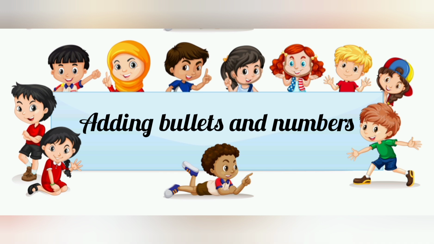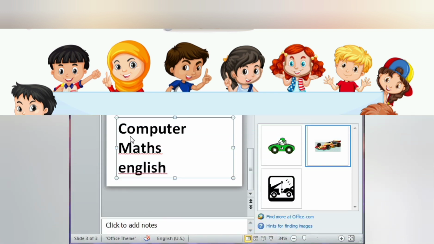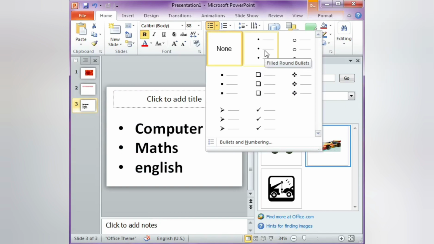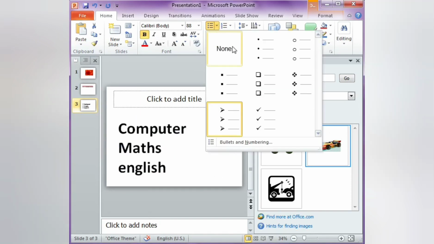Our next topic is adding bullets and numbers to a list. To point out the topics or the explanation, we can add bullets or numbers in your text. For adding bullets and numbers, first you select your text. There the bullet option is there. This is the bullet option. See, you can change to different styles of bullets like this. See that bullets are coming in your text.